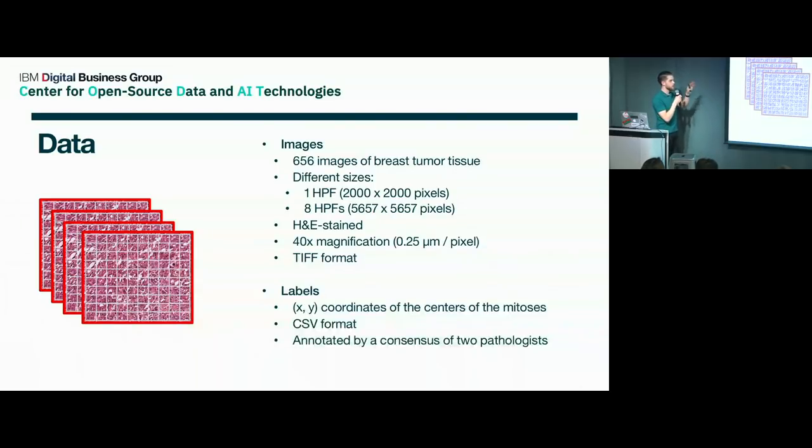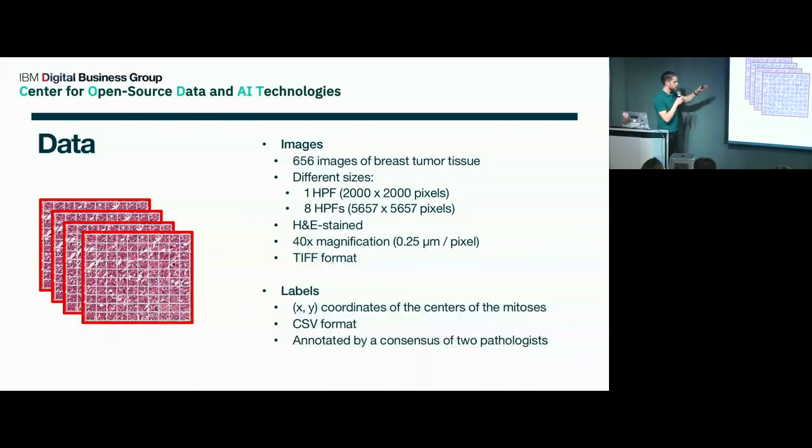Otherwise, we have some images that are 8 high-powered fields. They're H&E stained. That's just the type of stain that gives it the nice, vibrant pink and blue colors, which are staining various aspects of the cellular structure, which aids the physician in understanding what they're looking at. Magnifications, 40x, and they're saved in a TIFF format. So not JPEG, but TIFF, but nonetheless, they're in a normal image format for us to process.